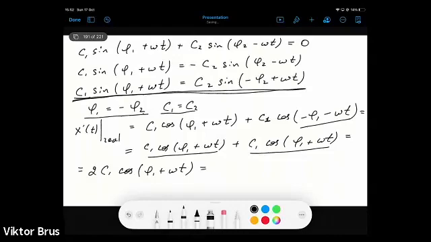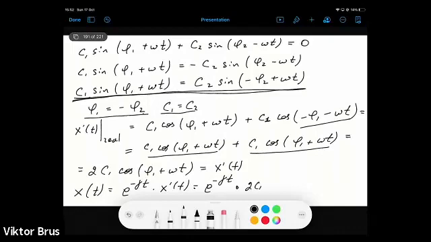So that is x prime t. And we are interested in x as a function of t, and that was exponent minus gamma t times x prime t. And that is exponent minus gamma t times 2C1 times cosine phi 1 plus omega t.